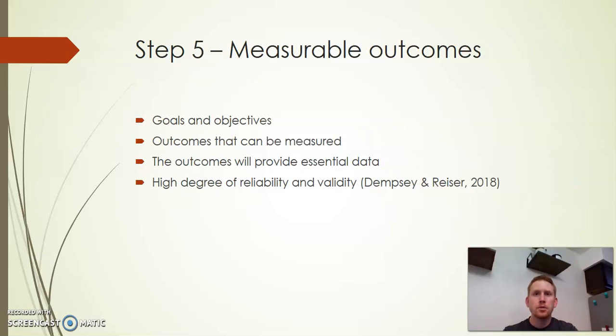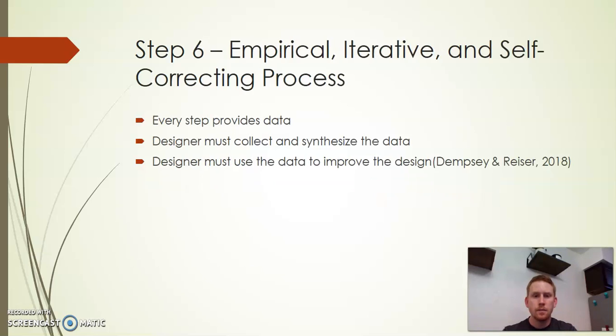Step 5. Measurable outcomes. The design must have goals and objectives in order to be effective. These goals and objectives must contain outcomes that can be measured. The outcomes will provide essential data that will allow the instructional design to be evaluated. The outcomes must also be measured in a way that has a high degree of reliability and validity. Dempsey and Reiser, 2018.